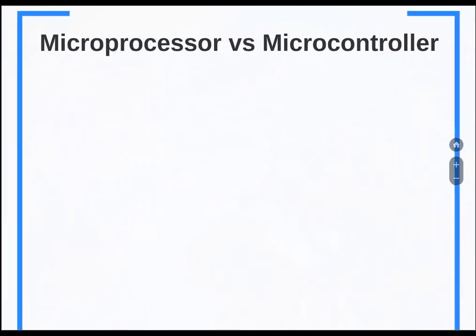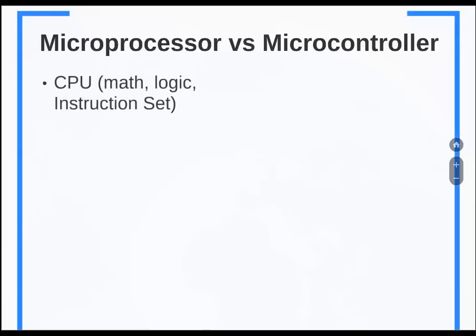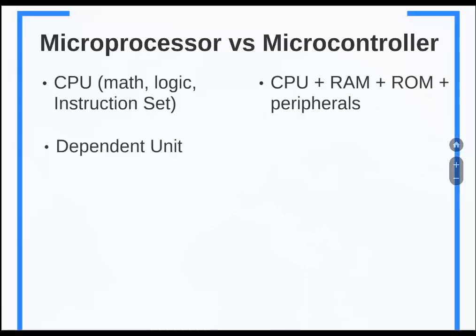is the difference between a microprocessor and microcontroller? So let me list them out for you. A microprocessor is a CPU which can do math and logic and has instruction sets, whereas a microcontroller can be made up of a CPU plus RAM and ROM and different peripherals. The microprocessor is a dependent unit. To build an embedded system around it, you will need so many other things, and you will have to put things together on a PCB and interface them. So it depends on so many other things.